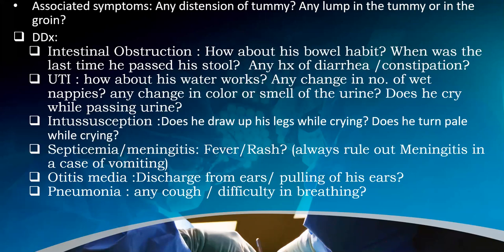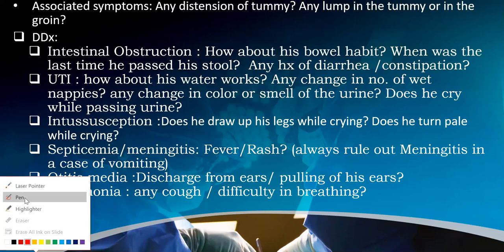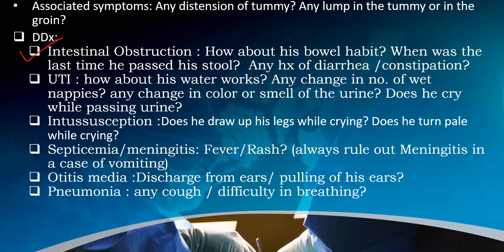So in case of differential diagnosis, start with the bowel habit, which will rule out one of your important DD, intestinal obstruction. So how about his bowel habit? When was the last time he passed the stool? Any history of diarrhea or constipation? Okay, so for intestinal obstruction, we ask that. How about the bowel habit? When was the last time he passed the stool?